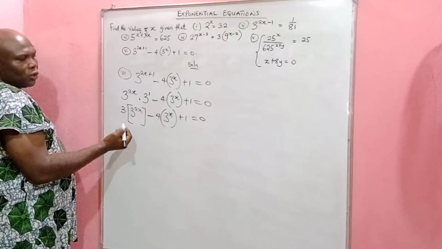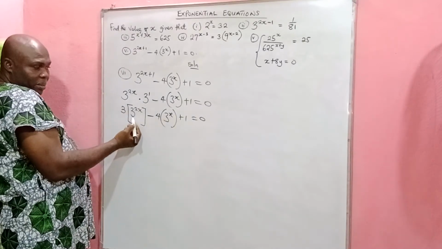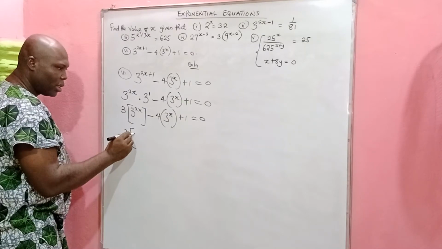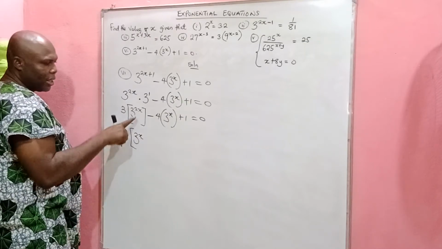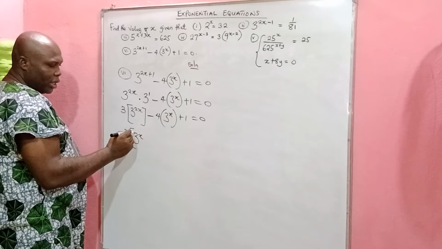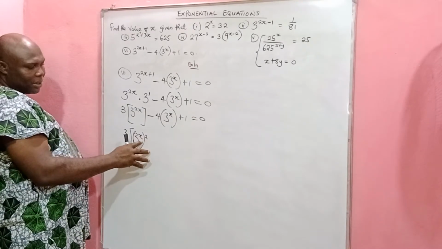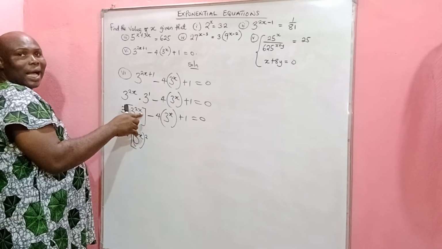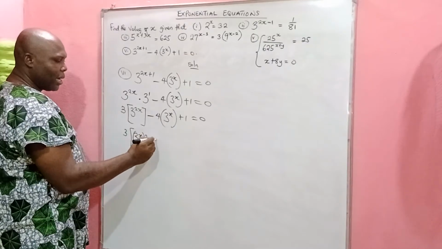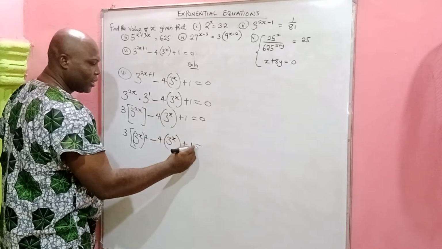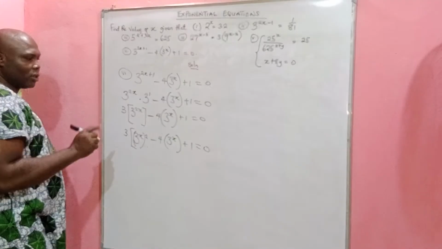So at this point, you see that there's 3 raised to power x here. Therefore, it means there's 3 raised to power x here. So you're going to have 3 into 3 raised to power x, but there is still a 2 there. So I put the 2 here out. 2 times x will give back this 2x. I'm trying to get somewhere. Minus 4 into 3 raised to power x plus 1 is equals to 0. So take note of that.